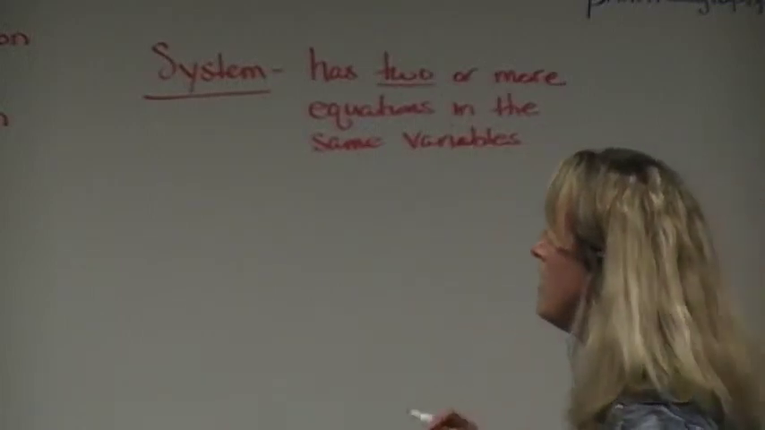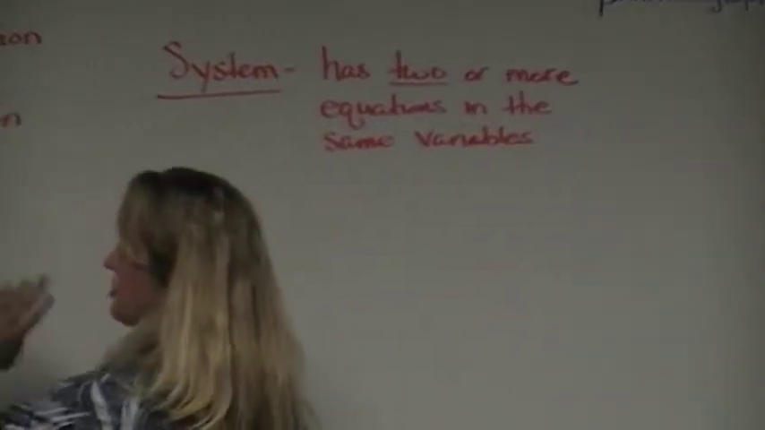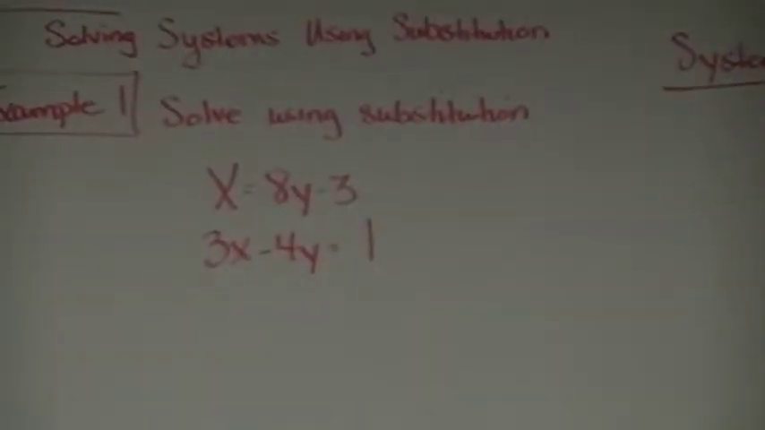Jack? Is that 8y minus 3 or plus 3? I can't really see it. Y minus 3. All right. X equals 8y minus 3, Jack. Good question.